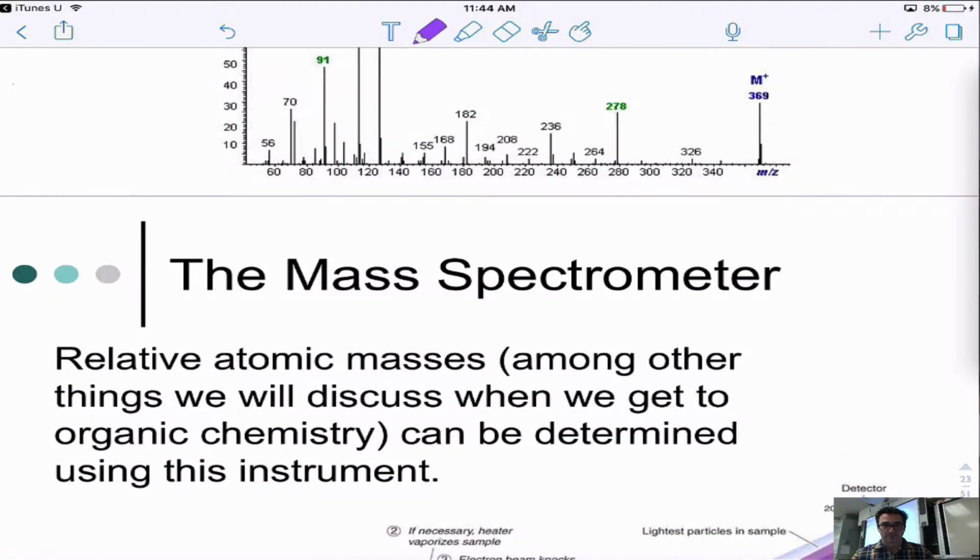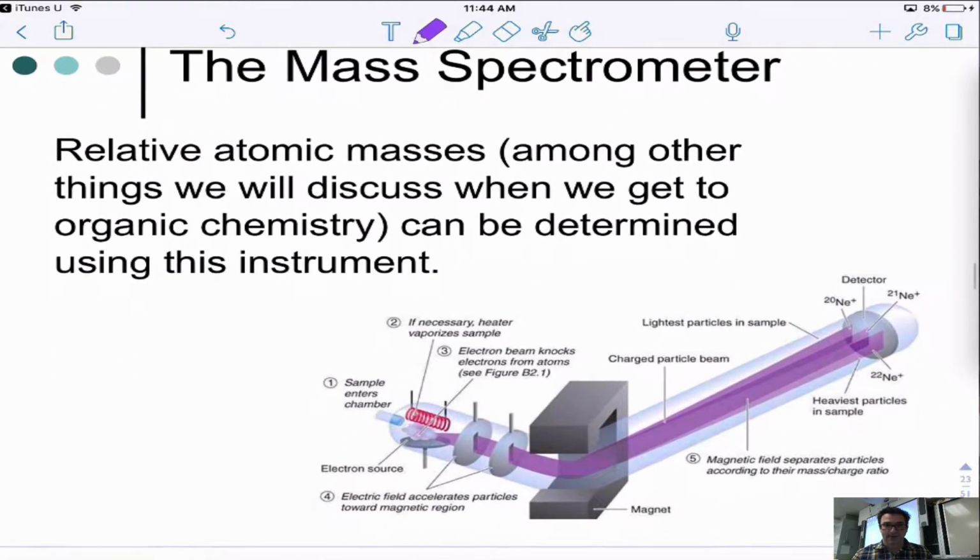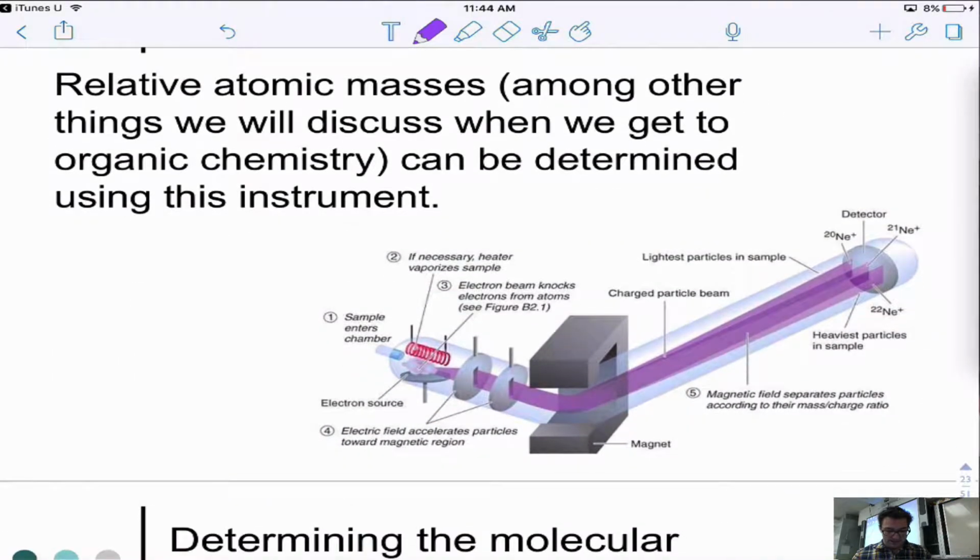So, here is our mass spectrometer again, and so we have the steps where you have the sample that enters, it gets vaporized if necessary over here, then it will be ionized, then it will be passed through a magnet where you have the deflection, and then we have the detection. So we're going to see the same thing here, but now we're going to be dealing with full molecules.